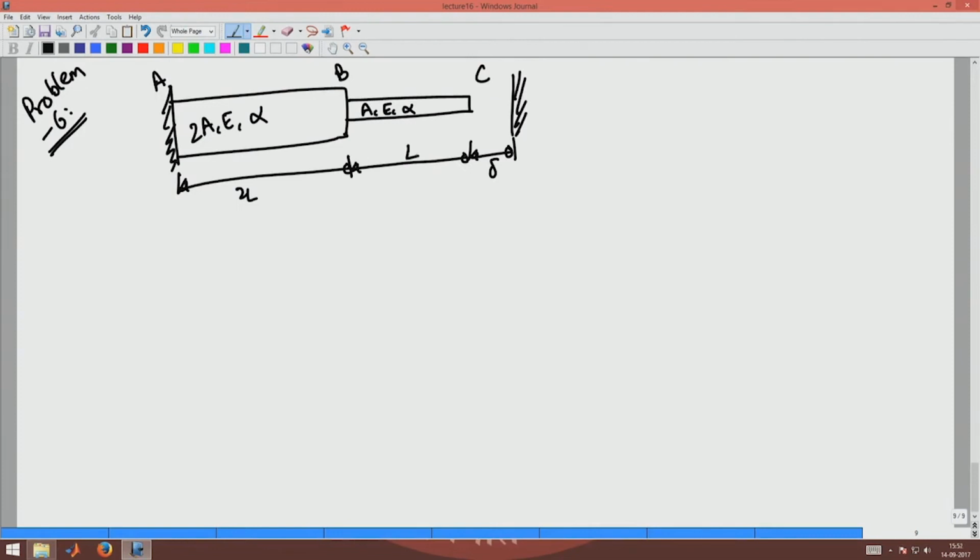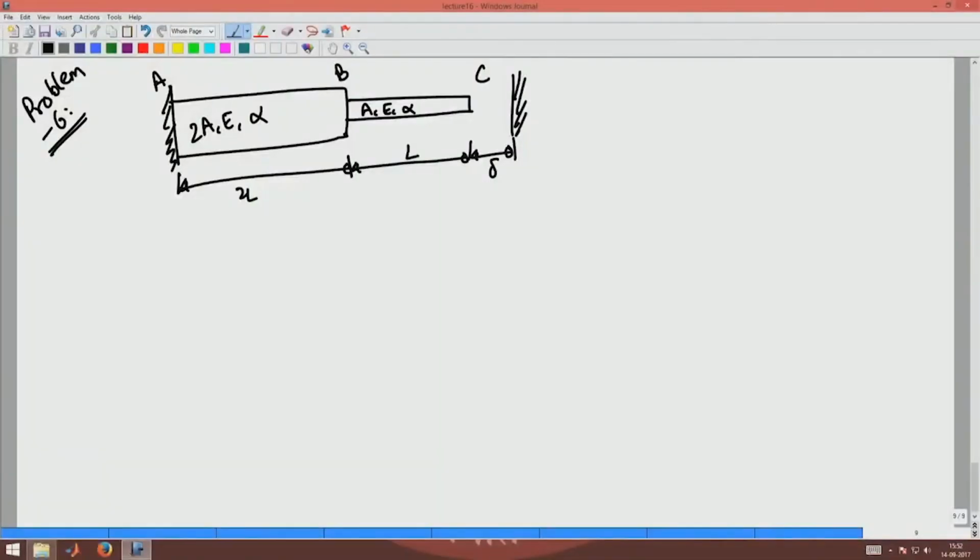Now, until the temperature change is such that the total elongation of the member is delta, there will not be any force coming in, it will be the same as problem 5.